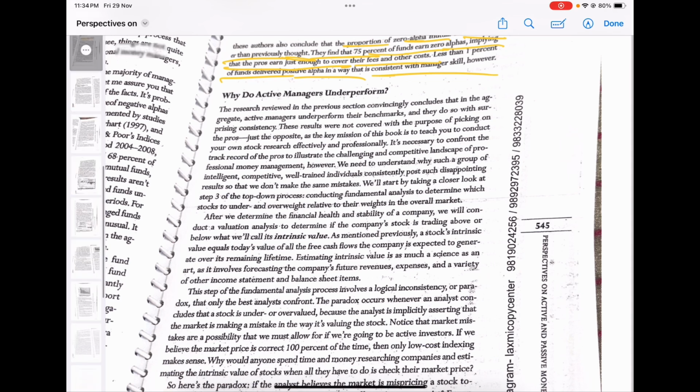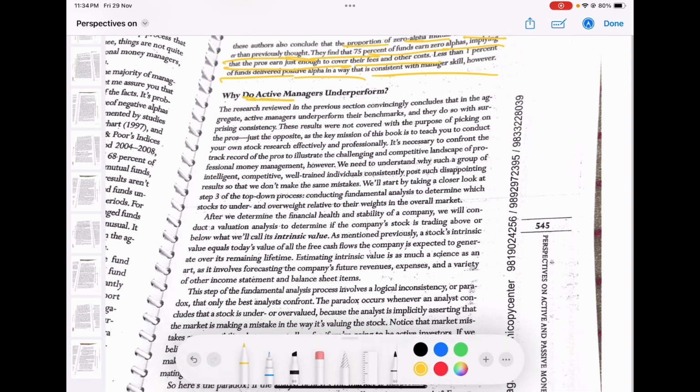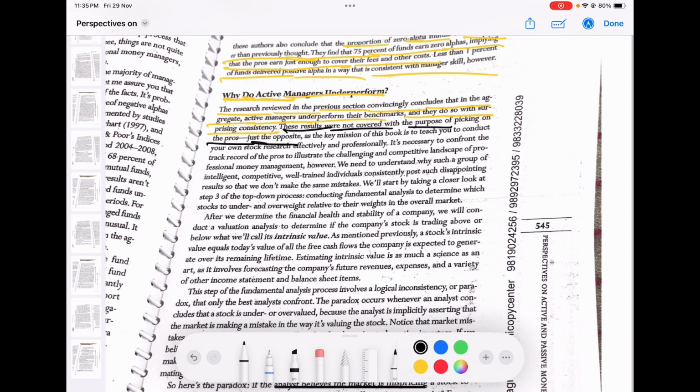Now, we have seen how the mutual fund managers or the hedge funds have not performed well, even as compared to their benchmark index, right? So why, in the first place, do these active managers not perform well, or why do they underperform? The research reviewed in the previous section convincingly concludes that the aggregate active managers underperform, okay? These results were not covered with the purpose of picking the pros, just the opposite.